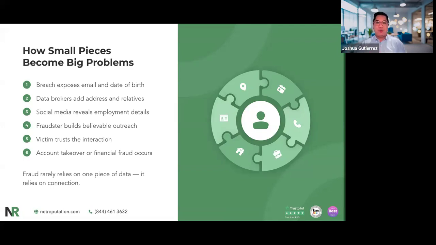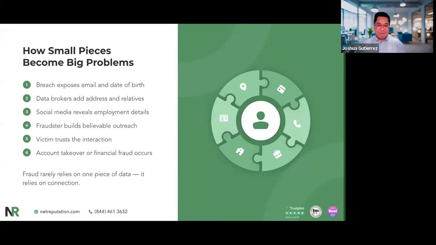But let's notice something really important here. No single data set was catastrophic on its own. It's the combination, the layering. That's what creates risk. That's why it isn't about one piece of information. It's about how pieces are assembled.